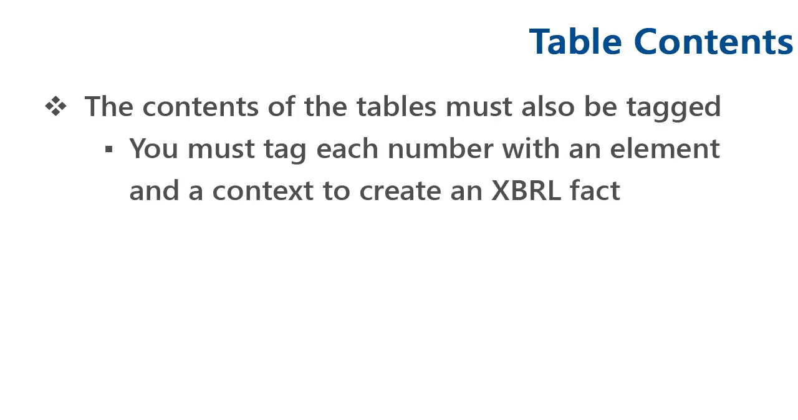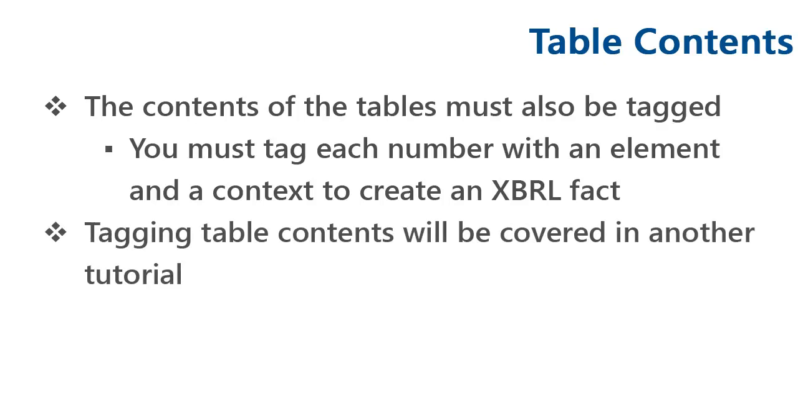The contents of the tables must also be tagged separately. Much like the financial statements, you must tag each number with an element and a context to create an XBRL fact. That process, which is part of the Level 4 tagging, will be covered in another tutorial. For now, we're going to focus on only tagging each table as a single item.